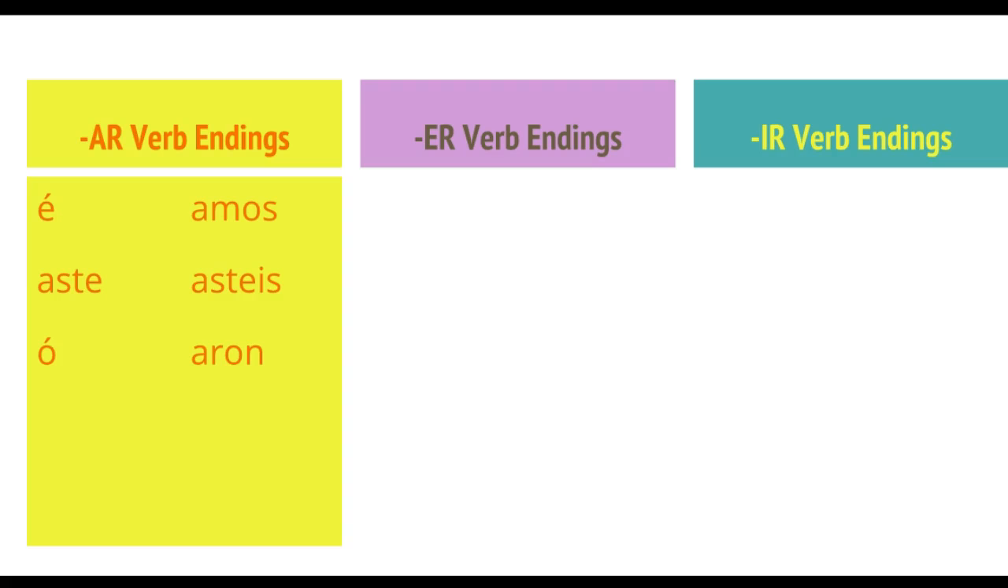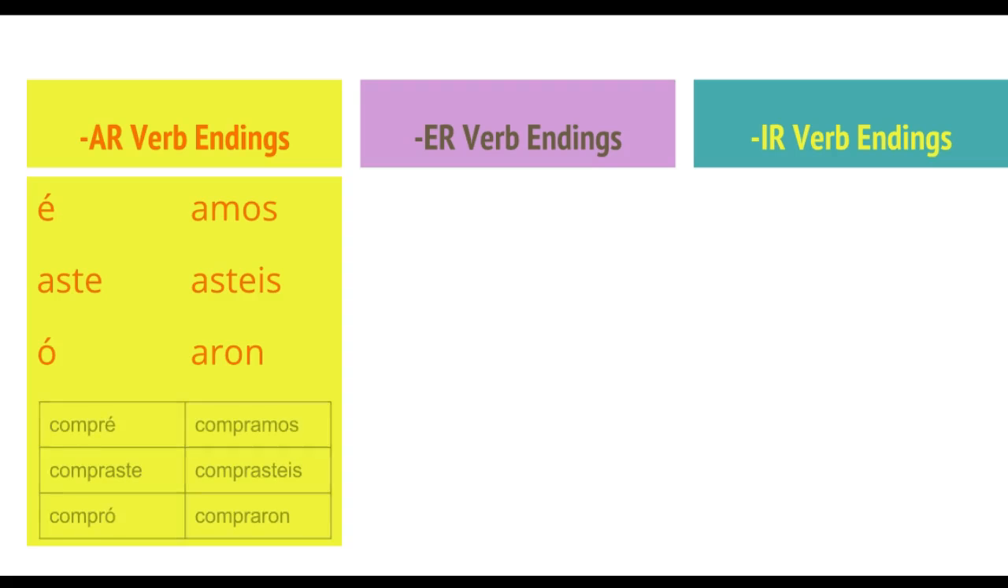Here's an example of how you would use those verb endings with the verb comprar, to buy. Yo compré, I bought. Tú compraste, you bought. Él compró, ella compró, or usted compró. He bought, she bought, you bought. In the plural forms, we have nosotros compramos, we bought.